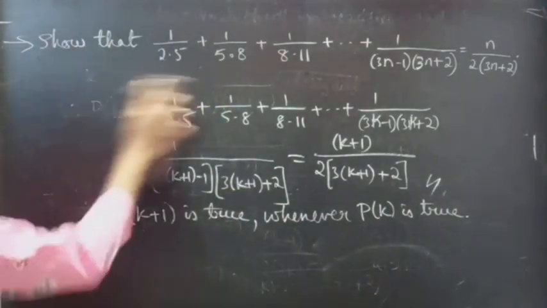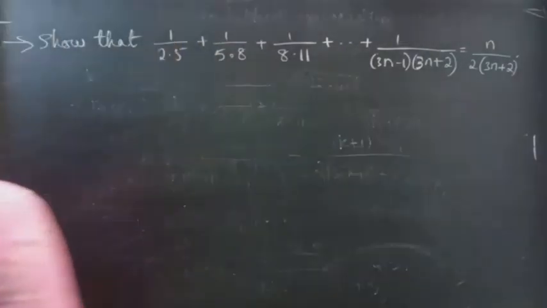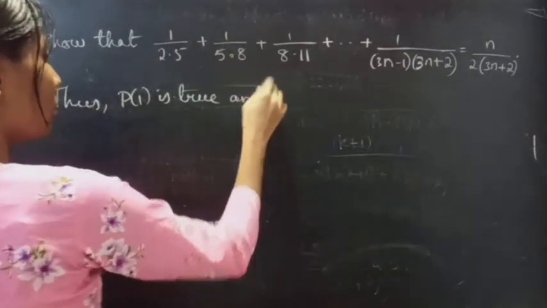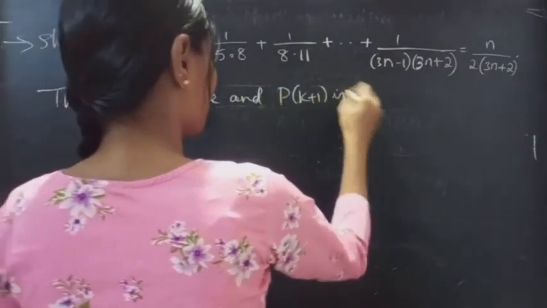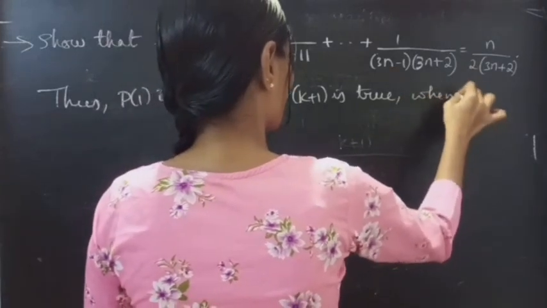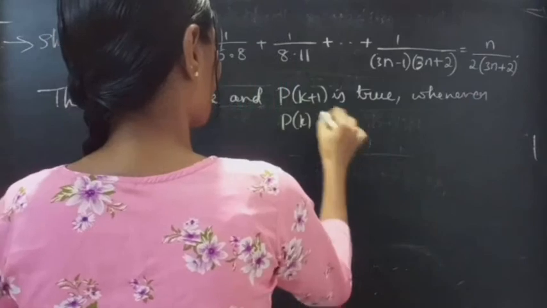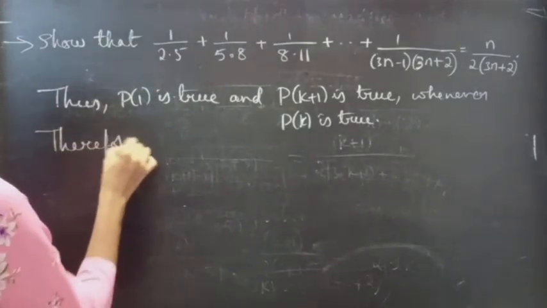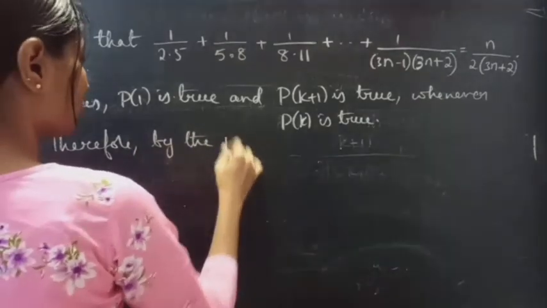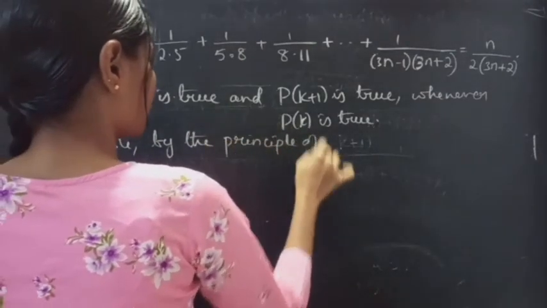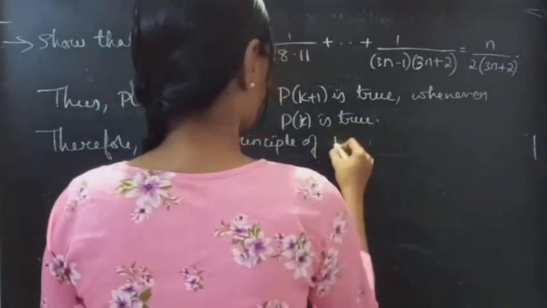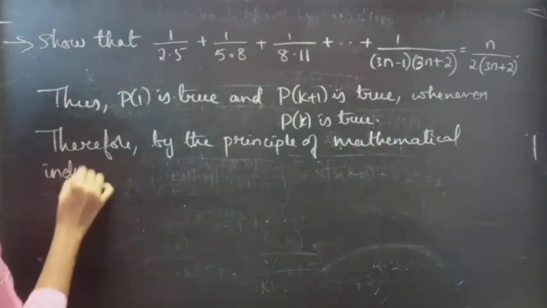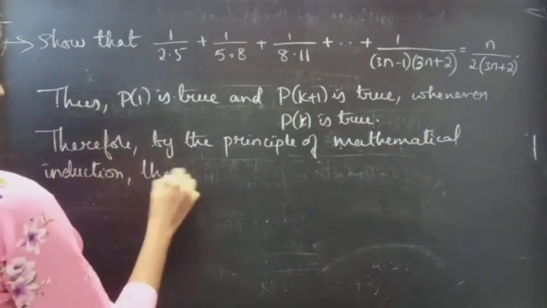Right? Thus, P of 1 is true and P of k plus 1 is true whenever P of k is true. Therefore, by the principle of mathematical induction, P of n is true.